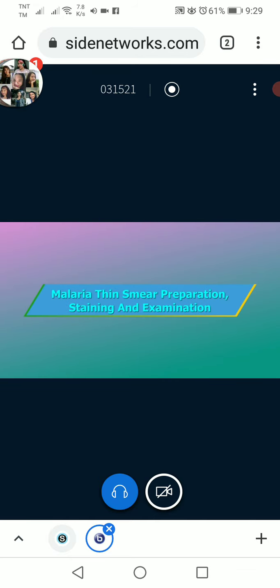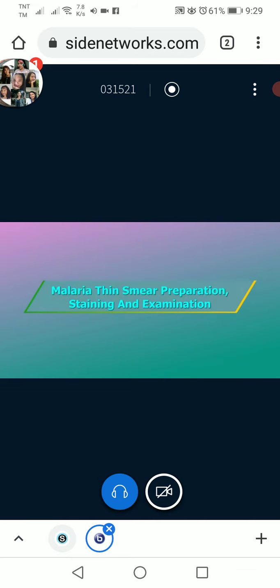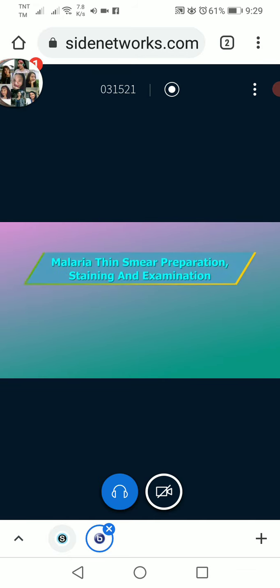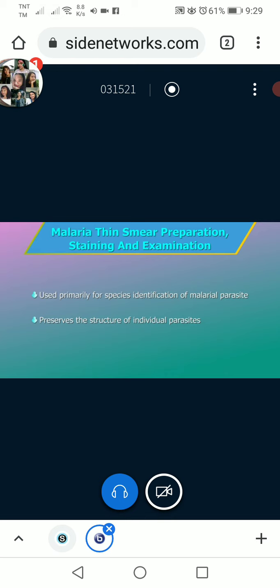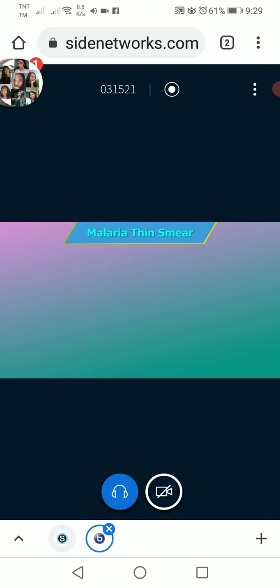Malaria thin smear preparation, staining and examination. The thin peripheral blood smear is used primarily for species identification of malarial parasite. The thin smear preserves the structure of individual parasites with minimum structural distortion.